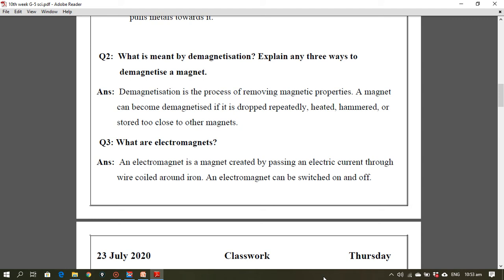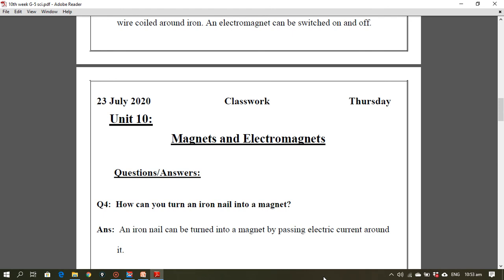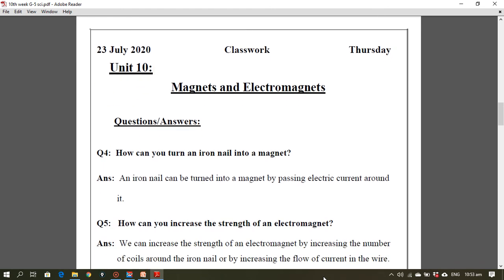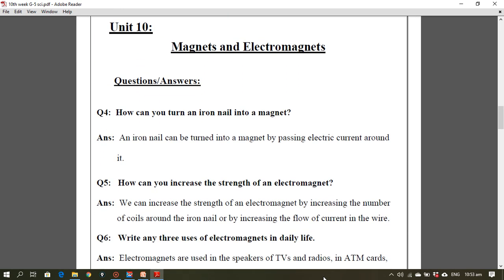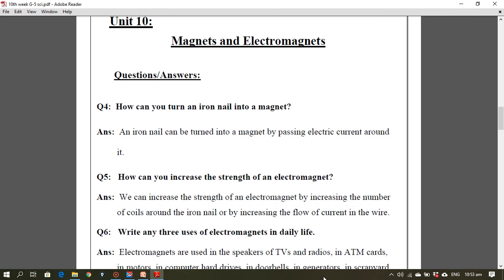Question number 3. What are electromagnets? An electromagnet is a magnet created by passing an electric current through wire coiled around iron. An electromagnet can be switched on and off. Question number 4. How can you turn an iron nail into a magnet? An iron nail can be turned into a magnet by passing electric current around it.